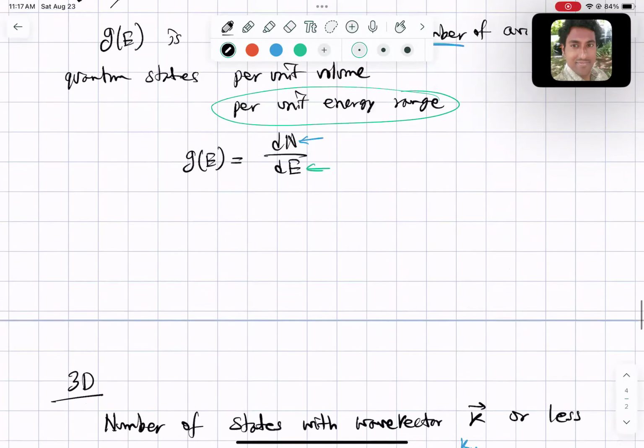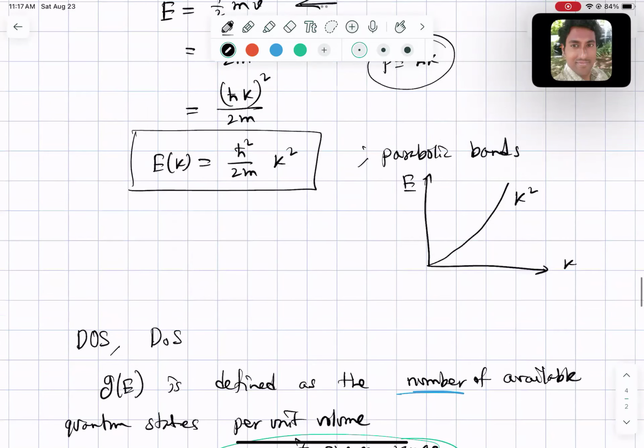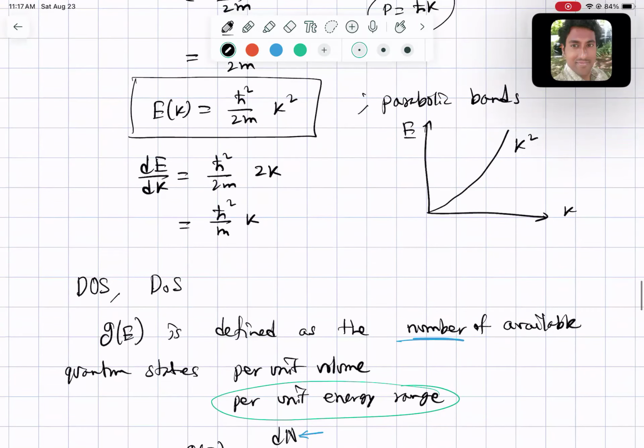Now let's go back a little bit. And here we have dE over dk. We can compute dE over dk from this formula. h bar squared over twice m will give twice k, right? So h bar squared over m times k. So dk over dE would be m over h bar squared times 1 over k. Does it make sense?